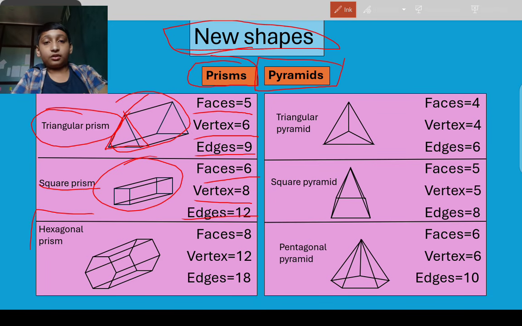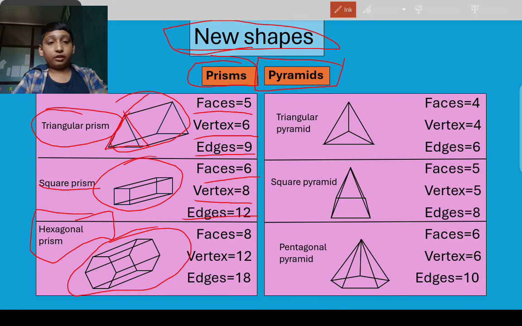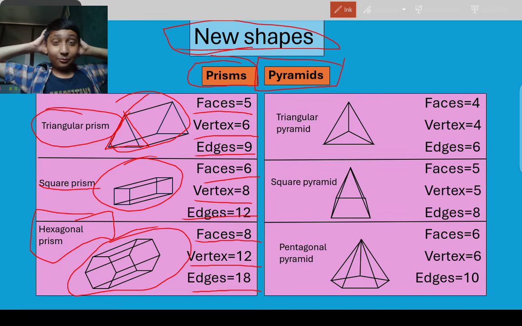Then we got a hexagonal prism. It looks like a hexagonal prism, and it is a hexagonal prism. It has 8 faces, 12 vertices and 18 edges. Wow, that's a lot of edges.